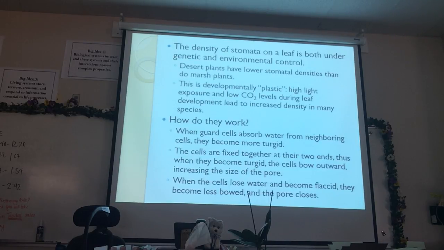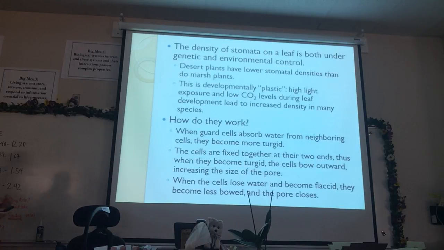That makes sense. Desert plants are very hot. Marsh plants grow literally in water. There's no shortage of water there, so there's not a difficult compromise to be met. But this is also something we call developmentally plastic. And what that means is that the environmental conditions that a plant is exposed to will also dictate the amount of stomata that develop throughout the young years or the young months or the young days of that plant's life.